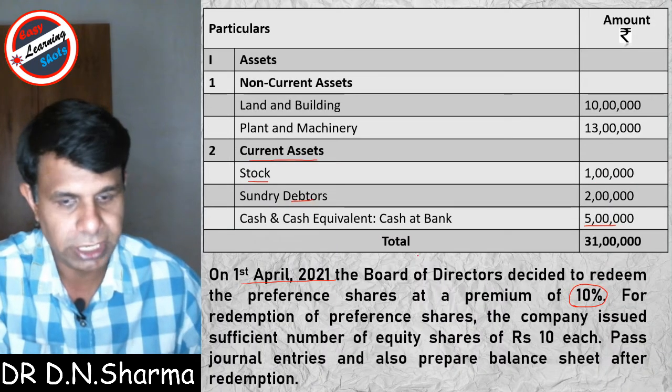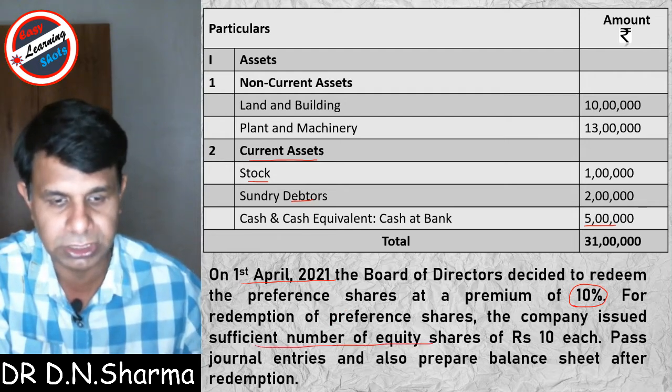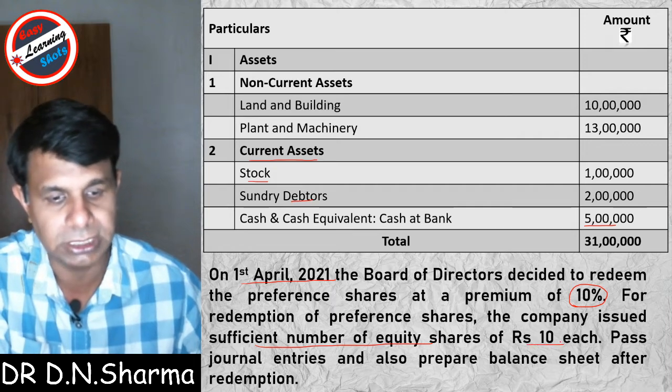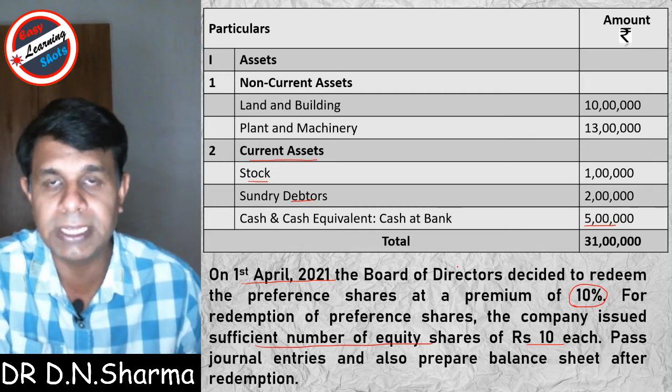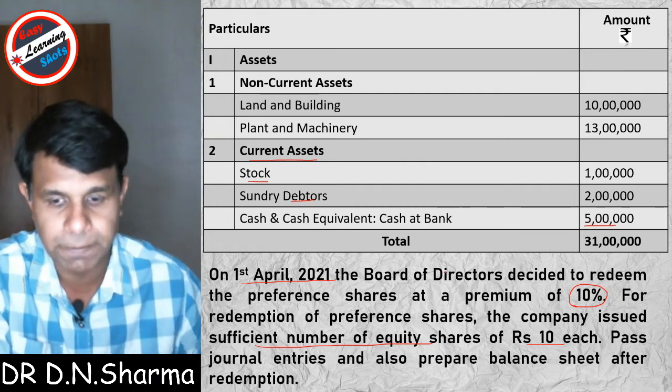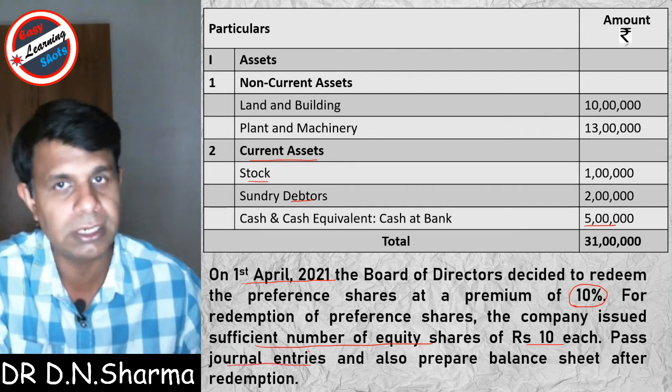Now in additional information we also have, for redemption of preference shares, the company issues a sufficient number of equity shares of rupees 10 each. Now if any cash or fund is required by the company, then the company may issue equity shares for redemption of preference shares. Now we have to pass general entries and prepare the balance sheet after redemption.